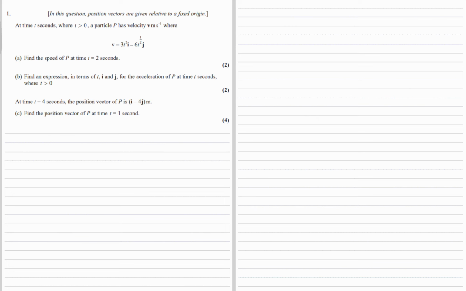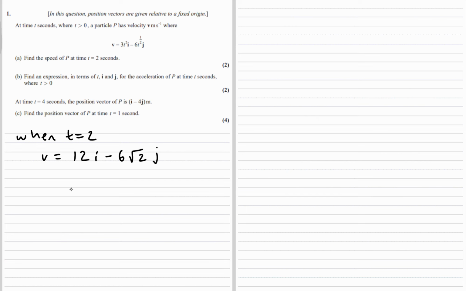So we can say when t equals 2, what is v? So v will be equal to 3t squared, so 3 times 4, which is 12, so 12i, minus 6 root 2 j. And that's the velocity. We need to find the speed.